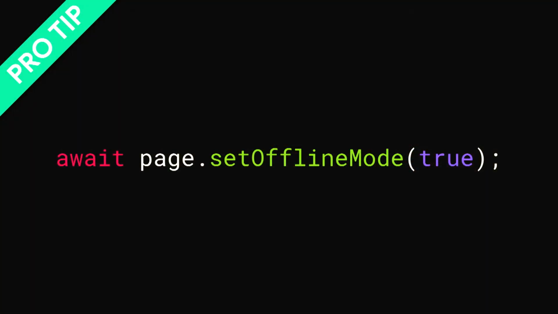If you want to just turn off the network connection in Puppeteer and test how your app behaves offline as you navigate around or click something, you can use set offline mode to true, and then I'll kill and throttle down the network connection to 0.